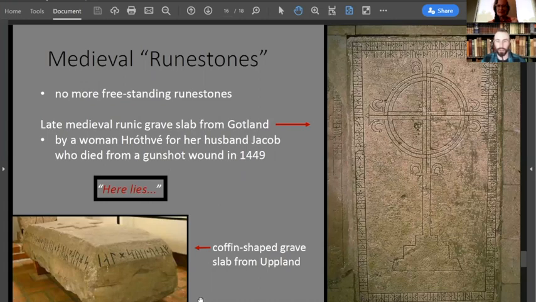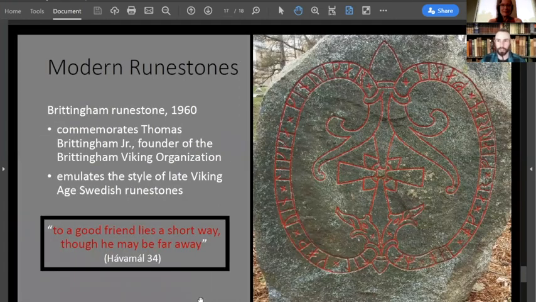However, in modern times, sometimes people have created runestones in the Viking Age style, and the Brittingham runestone, which you see here, is one of them. It's from 1960, and it's found on UW-Madison's campus. And it commemorates Thomas Brittingham Jr., who is the founder of the Brittingham Viking organization, and it emulates the style of late Viking Age runestones.